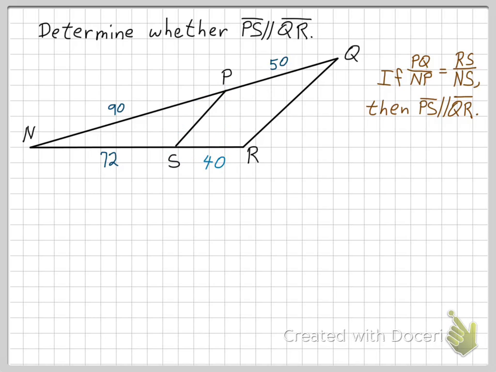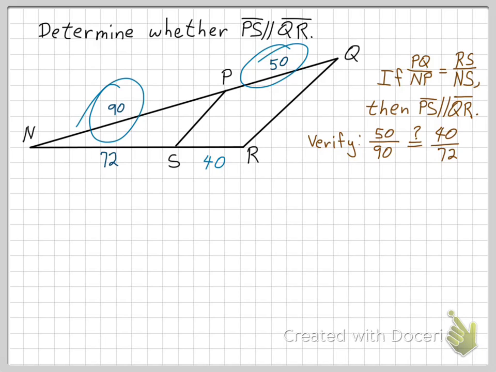Okay, so let's plug those values in and verify if that's true or not. Is 50 divided by 90 the same as 40 divided by 72? Remember, PQ is 50, NP is 90, RS is 40, and NS is 72. So that's just plugging in those values and coming up with this proportion. If those two ratios are equal to each other, then PS must be parallel to QR. There's no other way for that to happen unless they're both parallel, right? Because of the triangle proportionality theorem.